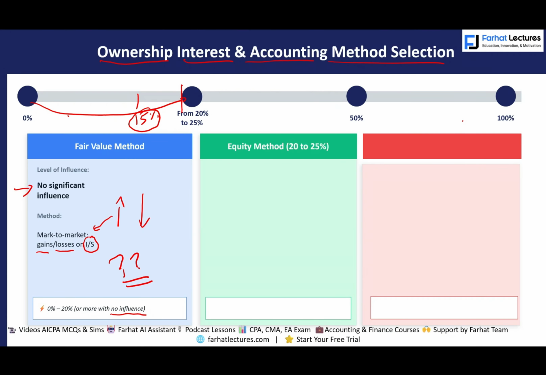How about if you own more than 20 to 25, up to 50%? If you own that much, I'm going to assume you're getting the point. You have some sort of influence here, specifically what we call significant influence. Think about it. If you own 30%, 40%, 49%, you have a strong influence. What does strong influence mean? You can show that by electing yourself to the board of directors, or you can impose who should be on the board of directors. It means you are technically running the company. If that's the case, the method that you will use is called the equity method.